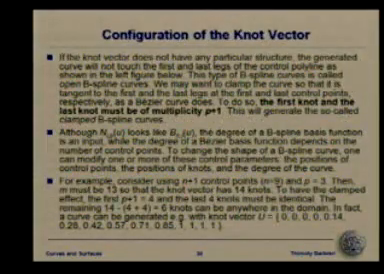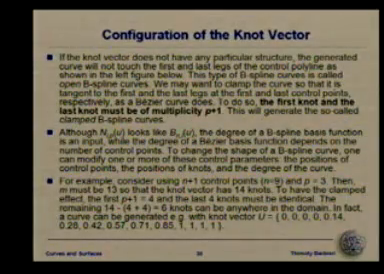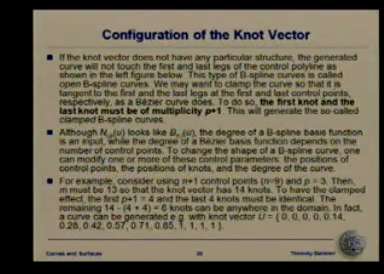This type of B-spline is an open B-spline, but usually you want to clamp. So you want your curve starting and ending there. If you want to do so, the first knot and the last knot must be of multiplicity P plus 1.